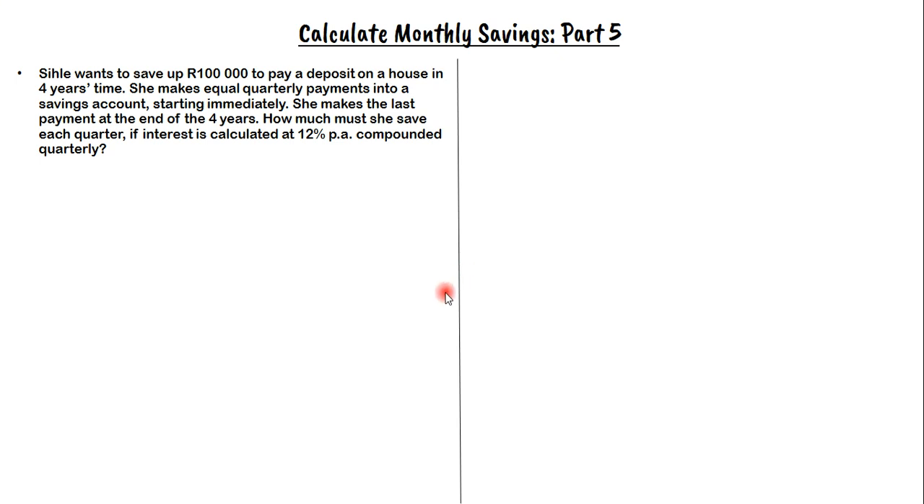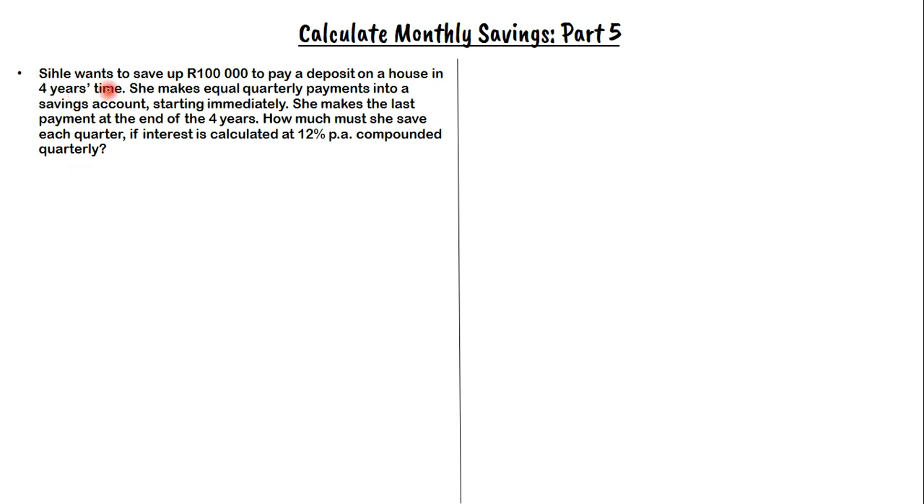Now in this part, we're going to be continuing with more varieties of questions that you might get when we're dealing with the future value. So here we're going to be basically talking about calculating monthly savings. All right, so let's go ahead and read the instructions that we are given here.